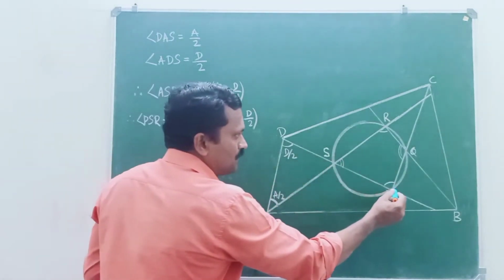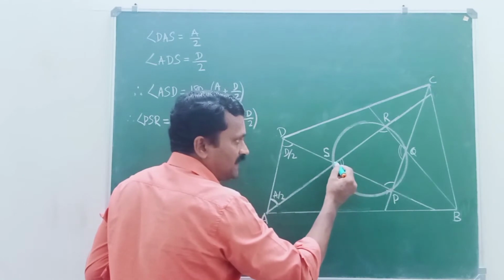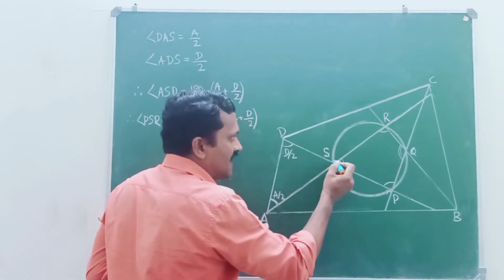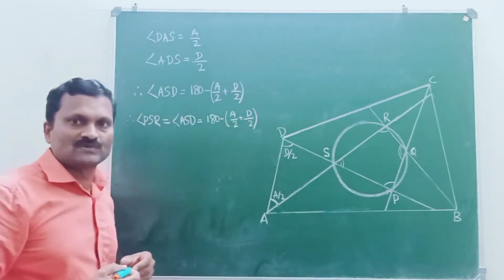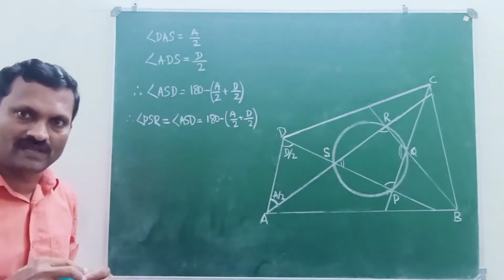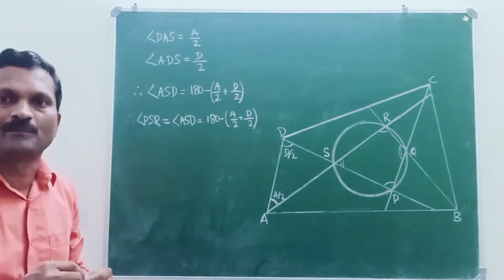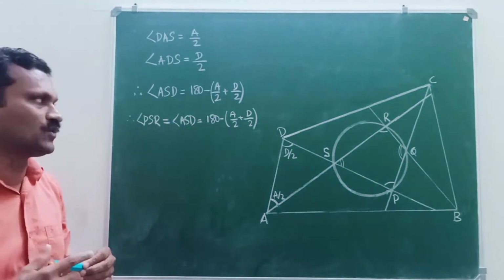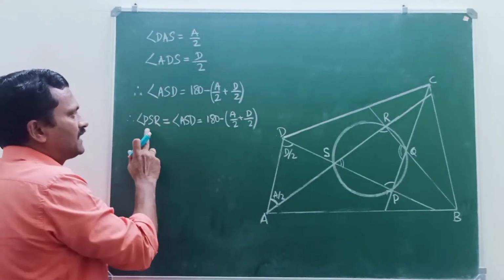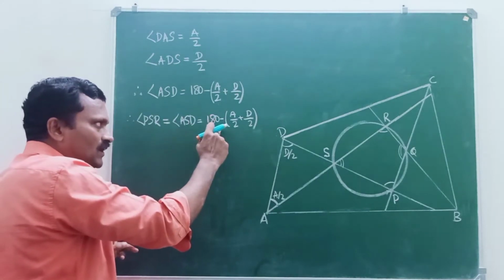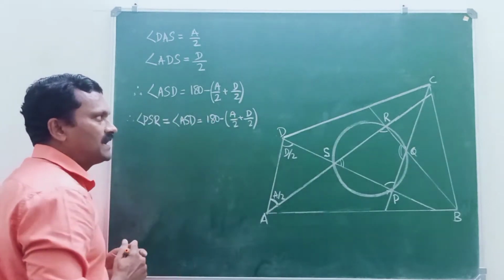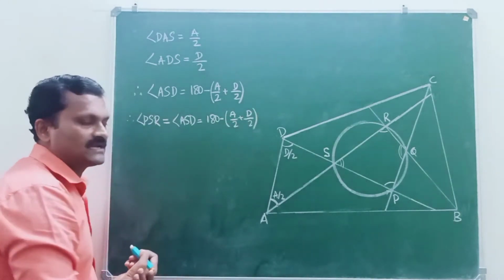Angle PSR and angle ASD are one pair of vertically opposite angles. Also, we know that vertically opposite angles are equal. Therefore, angle PSR equals angle ASD equals 180 minus (A by 2 plus D by 2).